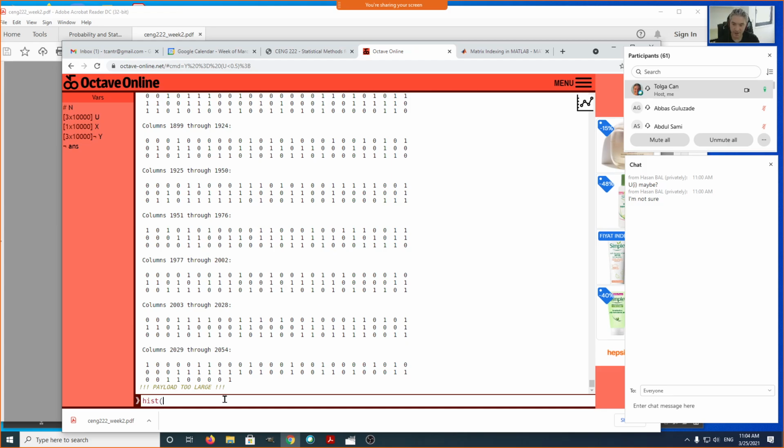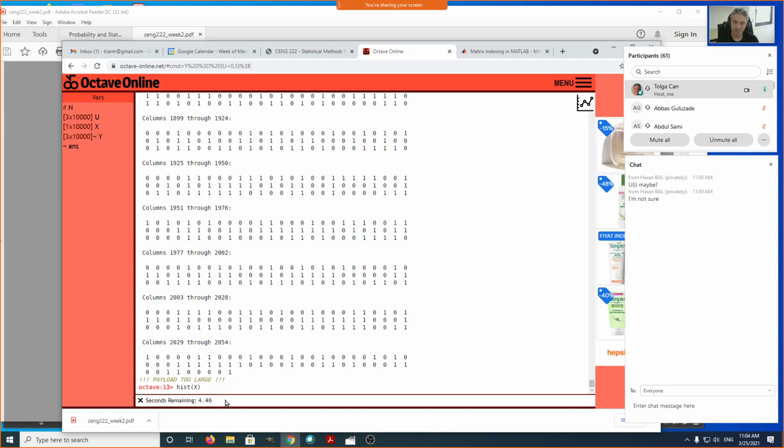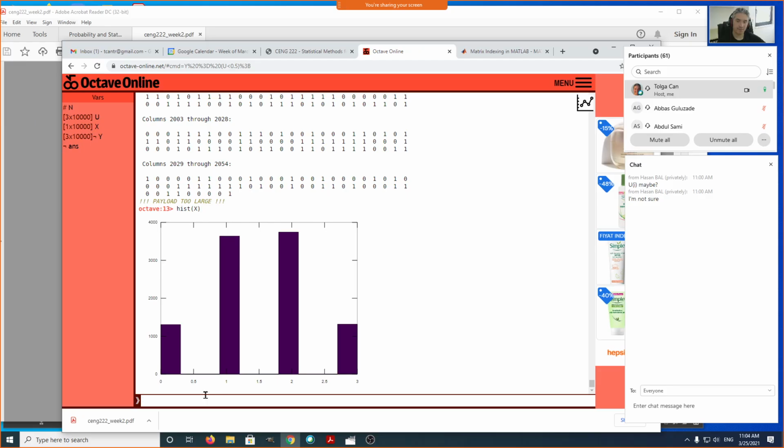If you say histogram x, you'll get this figure, which shows that x is an array which contains 10,000 different values for all of our 10,000 experiments. Out of those 10,000, roughly 1,200 of them, which corresponds to 1 over 8 of them, have the value 0. Around 3,700, which roughly corresponds to 3 over 8 of them, have the value 1.